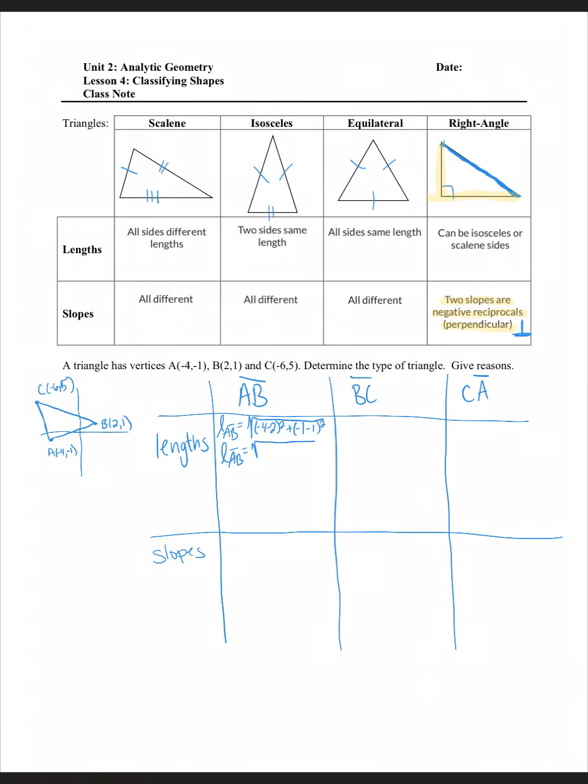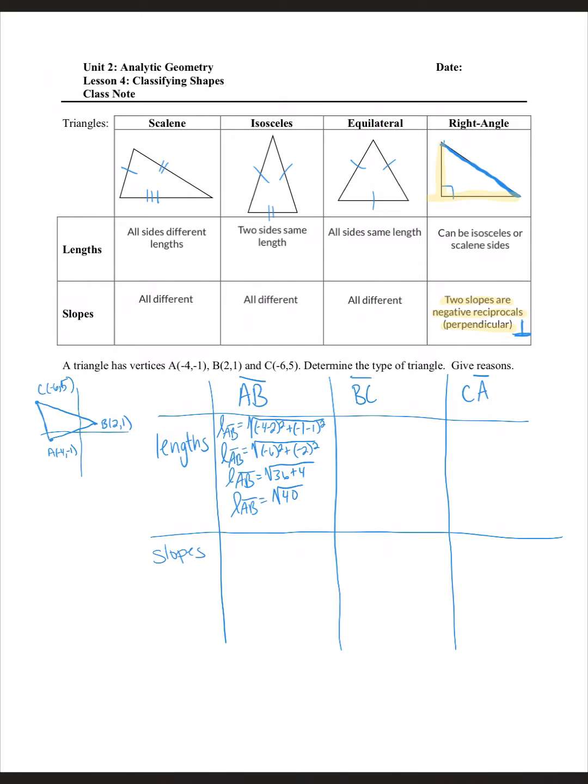Okay, negative 4 minus 2 is a negative 6 squared, and a negative 1 minus 1 is a negative 2 squared. So we'll continue to simplify. We have 36 plus 4, and that is going to be the square root or radical 40.